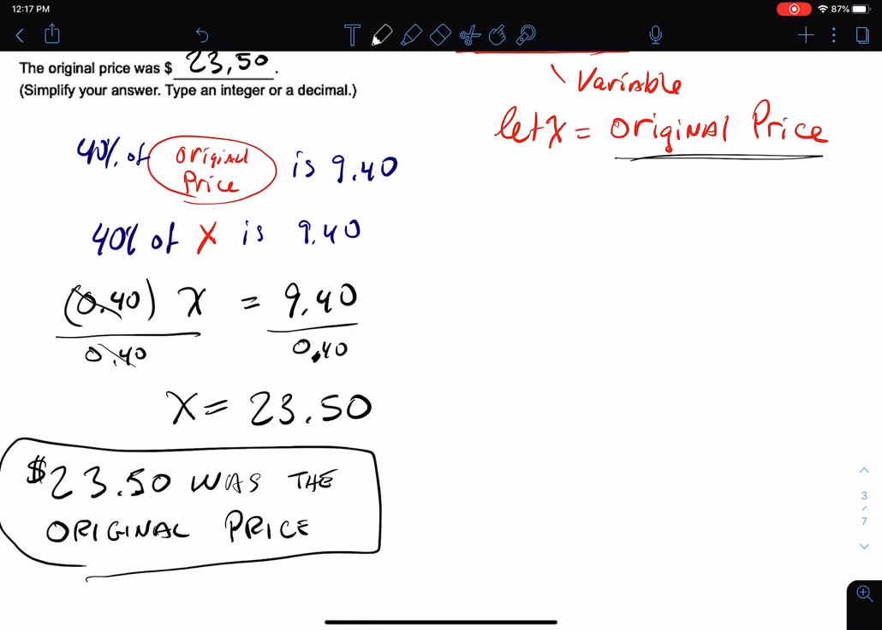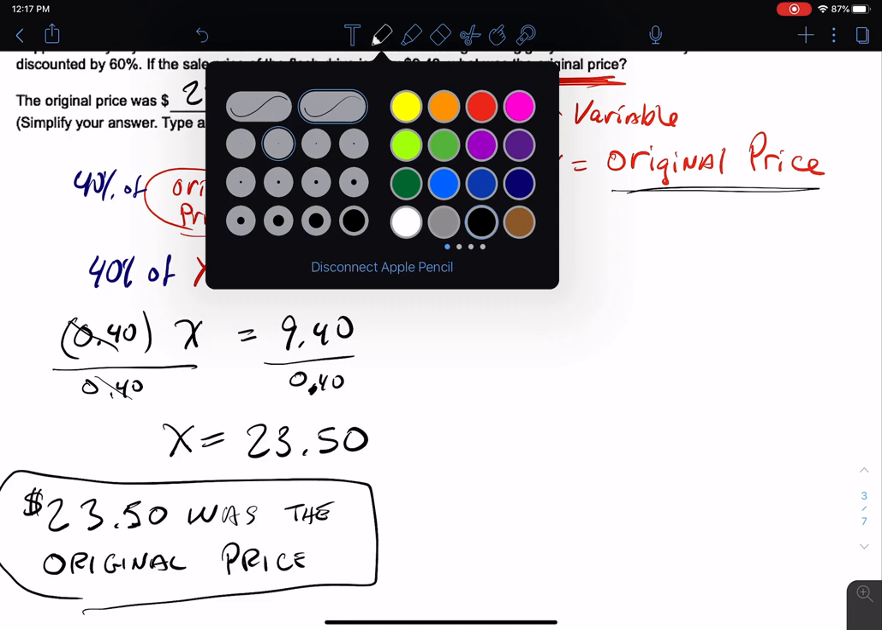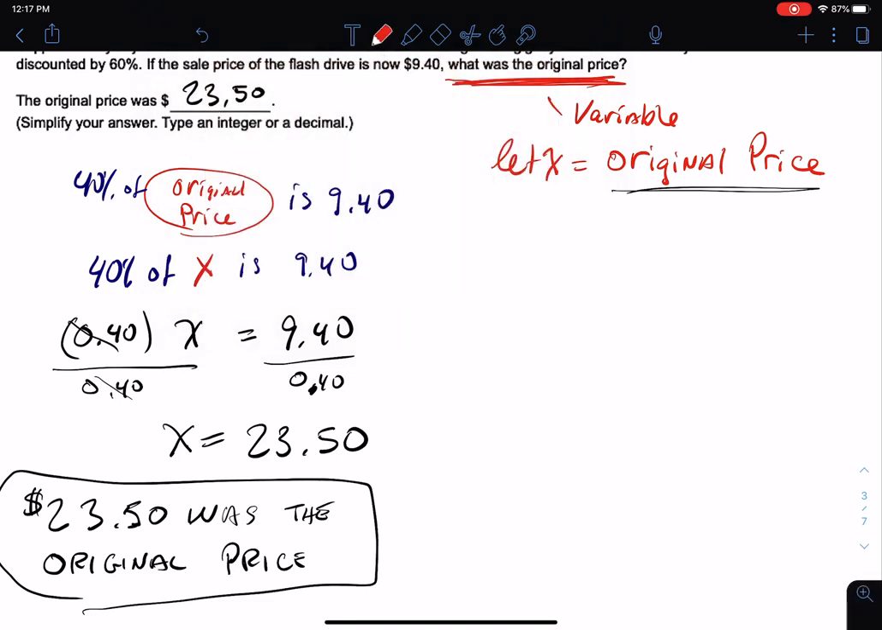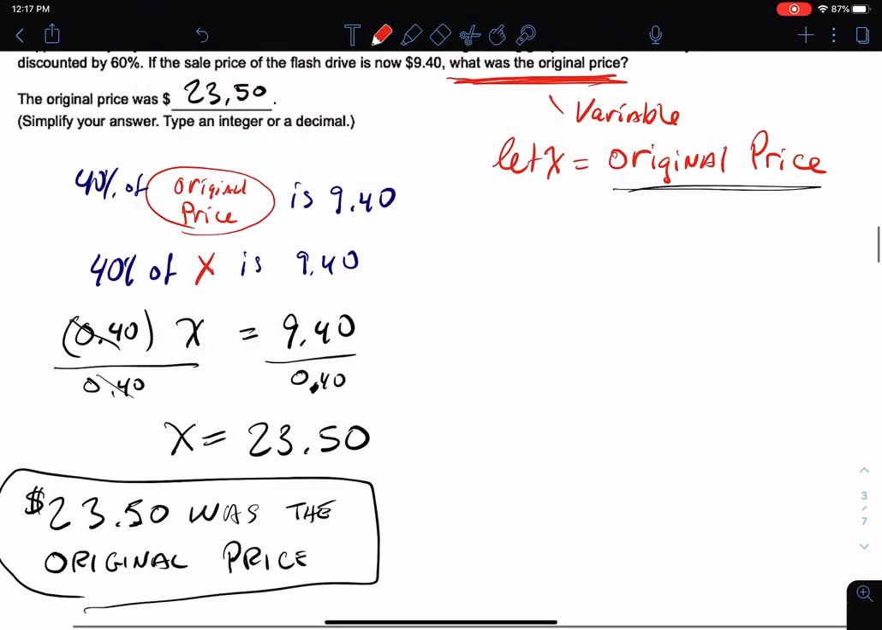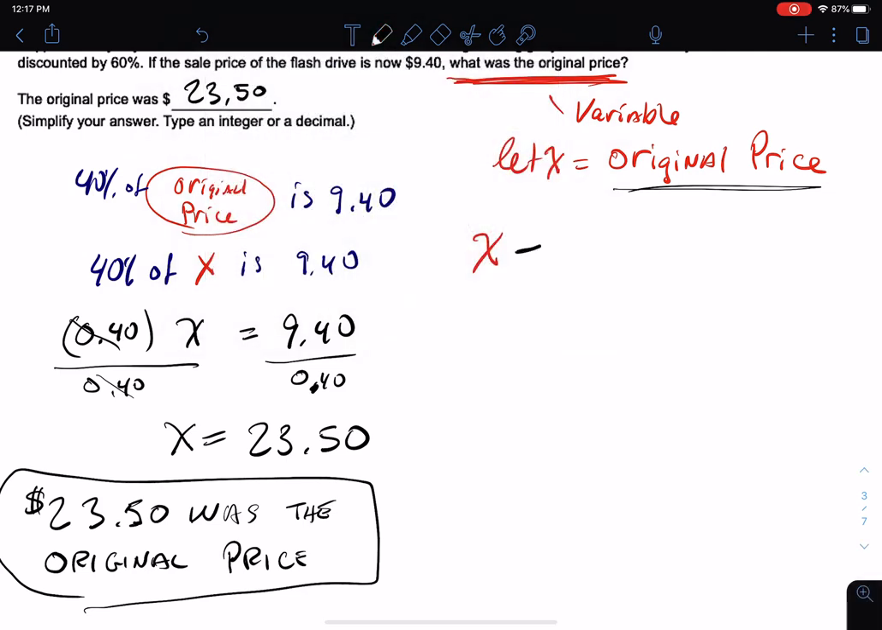Okay, so another way to do this problem, if that 40% didn't make sense, is the way that math books quite often do it. It says let x equal the original price. So you start with the original price, and then you have to take away. If it's a discount of 60%, you have to find 60% of what? 60% of that original price.